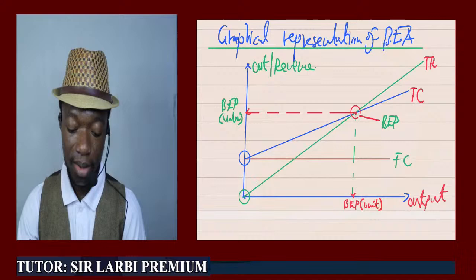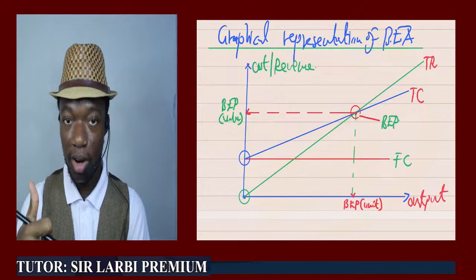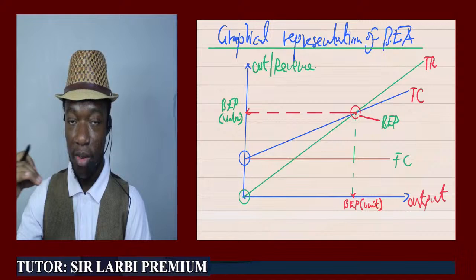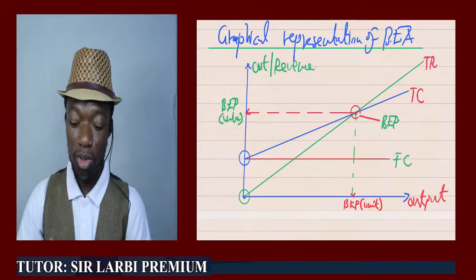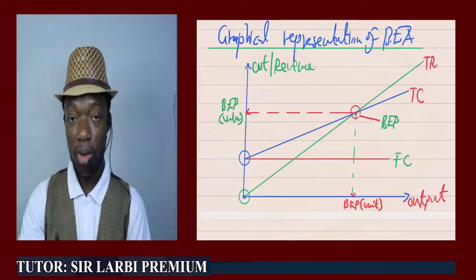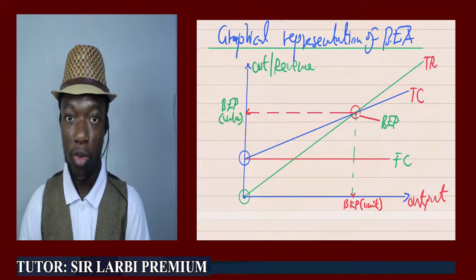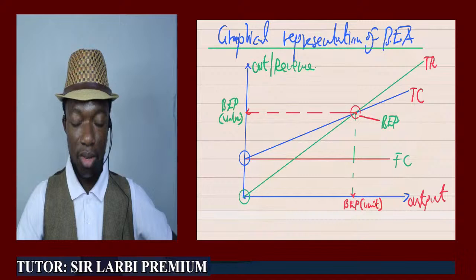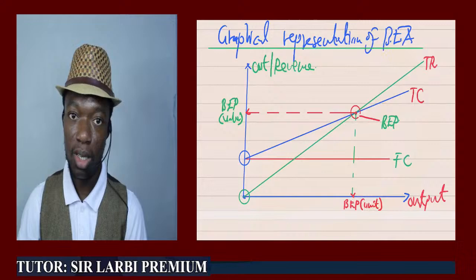So now we know what a break-even point in unit is and what a break-even point in value is. I hope that is established. We said that the break-even point in unit is where we trace from the break-even point to the output line, and the break-even point in value is where we trace from the break-even point, where the revenue and the cost meet, to the cost or revenue line. Once you have gotten that, that is good. But we are not done. There are other things that we need to explore when it comes to break-even analysis.